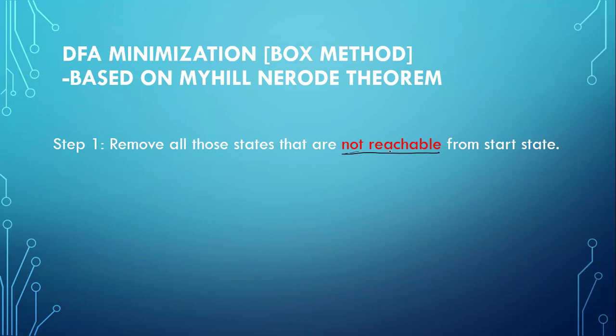Now here not reachable doesn't have to mean that it should directly reach from the start state. It can reach indirectly also. For example, if Q0 is the start state and Q1 is some state with some transitions in between, say Q2. So if Q1 is reachable from Q0 via Q2, even then we can say that Q1 is reachable.